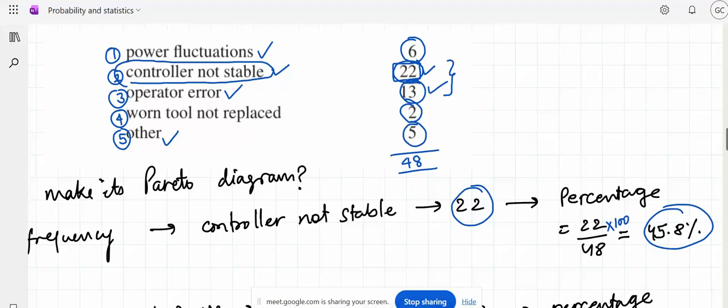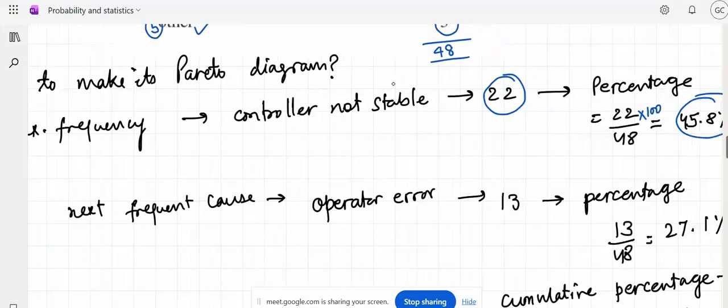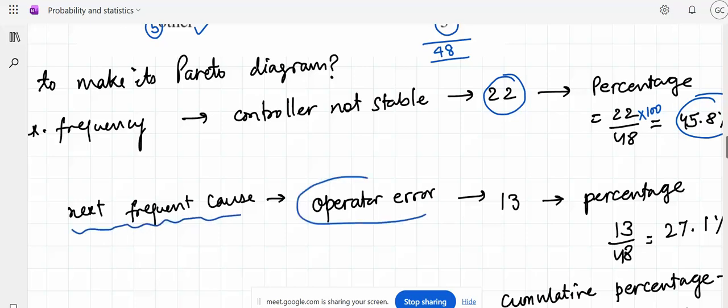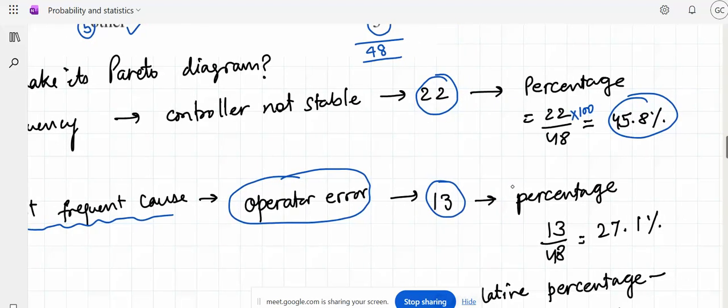And then I go to the second frequent cause, which is operator error, and it happens 13 times. So what is the percentage? Percentage would be 13 over 48 into 100. So that will be 27.1%. Make sense? Right? Understand, right?